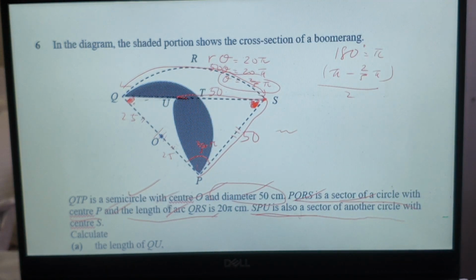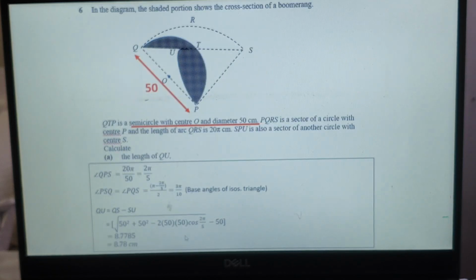Okay? Now, how do you find QU then? QU is here. Am I able to find this whole length? Of course I can, using my monster. Can you see the monster is here, the tongue is here, the arm is here. These are the two arms. Then this is the victim. So once I found the victim, I minus 50, I get the QU. Alright? So that's the whole idea. So these are the steps.